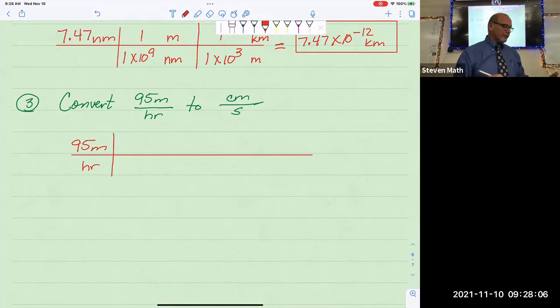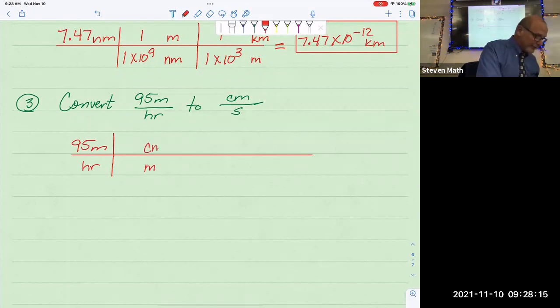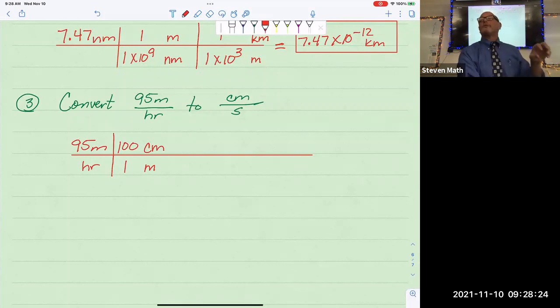Which one do you want to do first, meters or hours? Too late, she was faster. Let's do meters to centimeters. Which one's bigger? How many centimeters? 100. So just like those polyatomic ions, you need to know those metric conversions. You got to know there's 100. You cannot slide. You will not get any credit for sliding decimals.